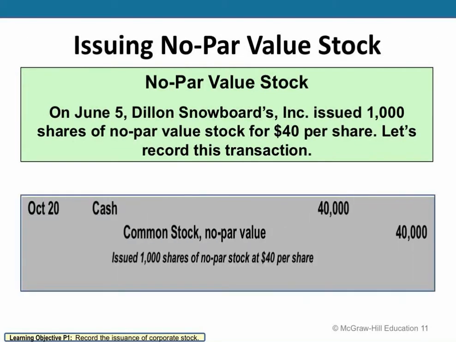Now if we have no par value stock, we're going to list fair market value of $40 per share. We sold 1,000 shares, so we're going to have 40,000 as debited to cash. And then we're going to have common stock with no par value associated with it for 40,000 as our credit.